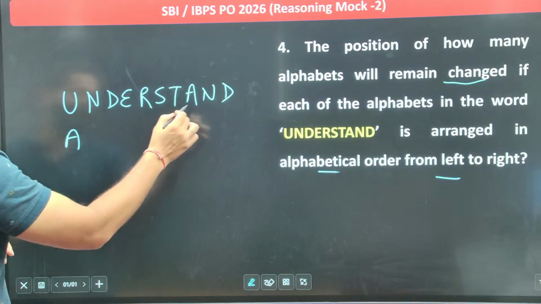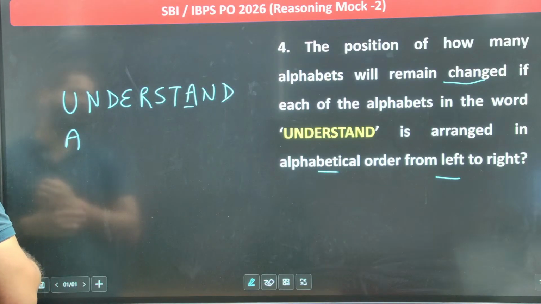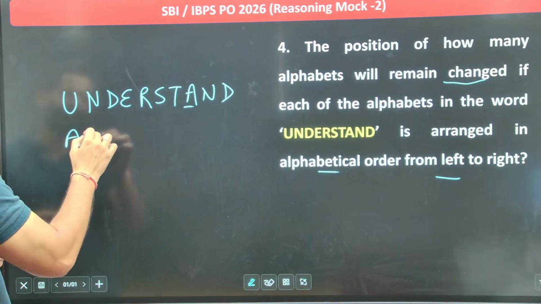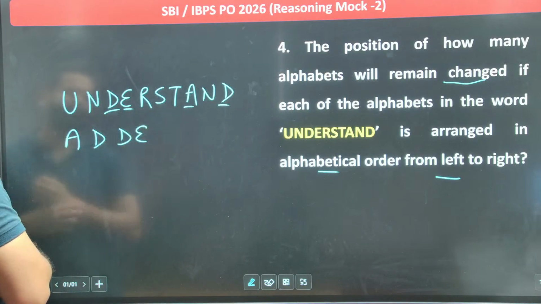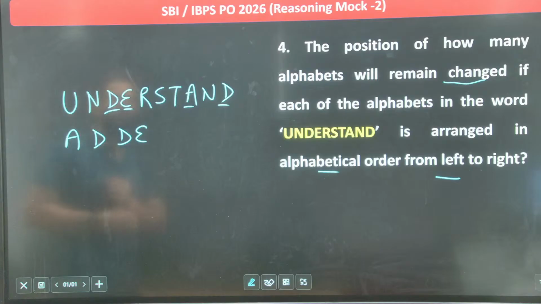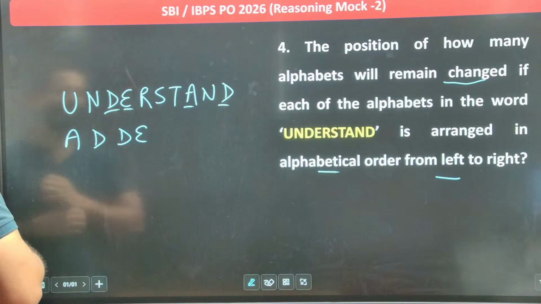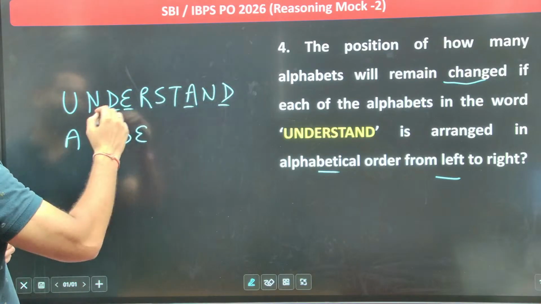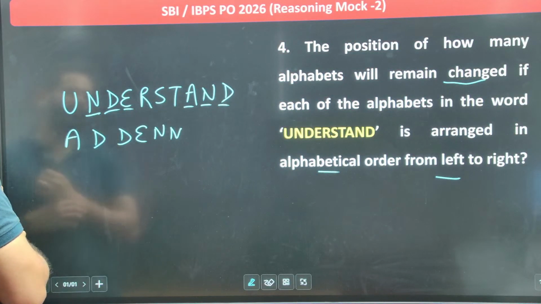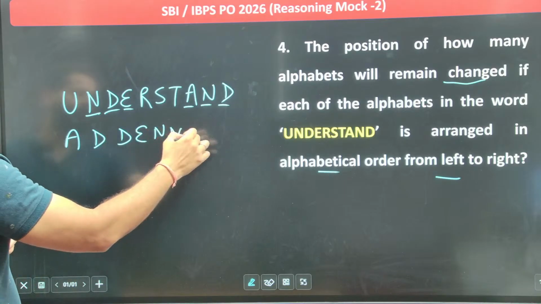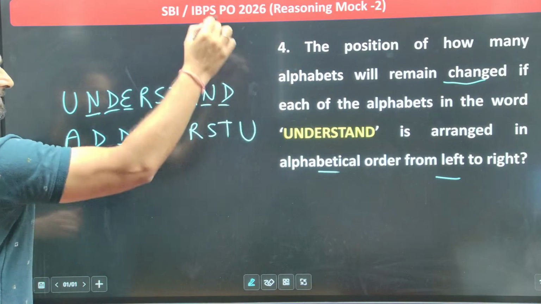So it will be A first, then B, C is not there, D is there, 2 times D. This D, D. E is there, this is E. Then F, G, H, I, J, K, L, M, N, N. 2 times N. O, P, Q, R, S, T, and U.